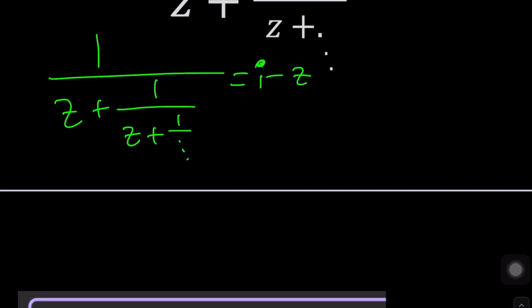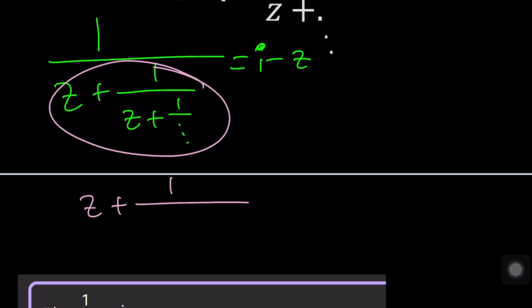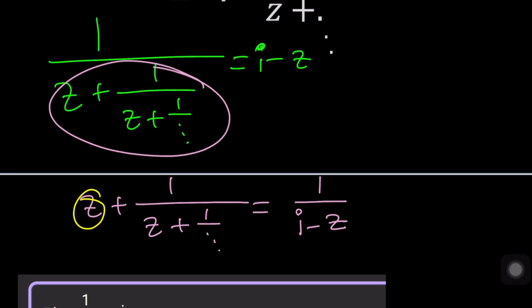Now, here's what I notice. I got this expression, and can I flip both sides? And I'm like, why not? Let's do it. So when we flip both sides, this is going to be that z plus 1 over z plus 1 over dot dot dot is going to equal 1 over i minus z. Great, nice. What are we going to do? Well, we can kind of subtract z again, right? We can subtract z from both sides. Is that going to help? I doubt it, but let's give it a try.